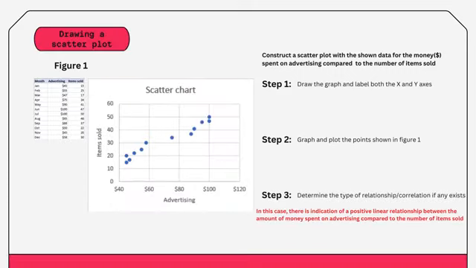In this case, there's an indication of a positive linear relationship between the amount of money spent on advertising compared to the number of items sold.